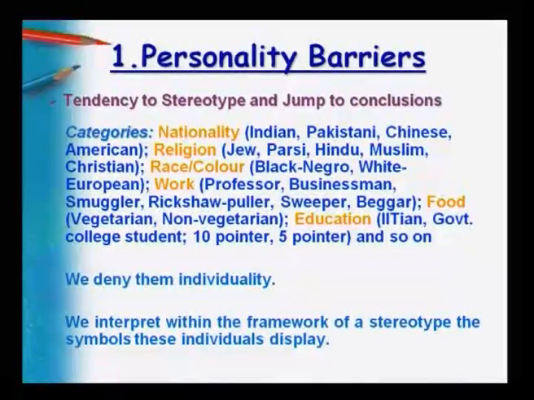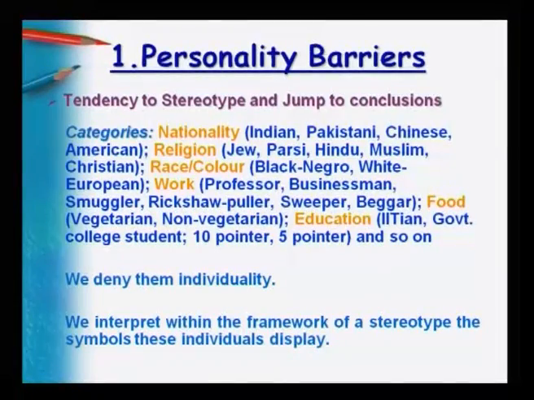Religion, as I was giving the example: Jew, Parsi, Hindu, Muslim, Christian. Each religion also attributes certain characteristics. Now, these characteristics need not be universal. When you try to stereotype, you try to say that all Christians will be like this, all Hindus will be like this, and so on. Race, color. You say black or Negro, white, European. So, this is seeing things in terms of race and color.